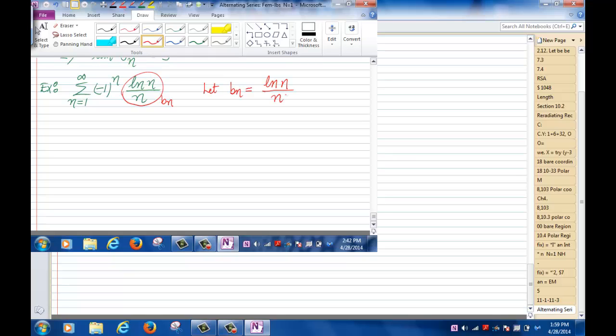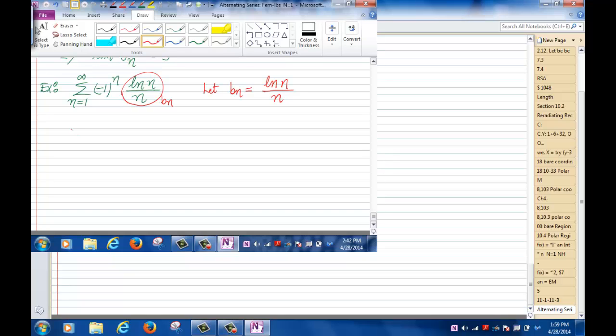And I need to show that bn is a decreasing sequence. Now I can show that bn is a decreasing sequence directly, but it is a little trickier. Okay? So you see why? Because if I want to show, what is bn plus 1? Bn plus 1 is ln of n plus 1 divided by n plus 1, and bn is this. Which one is bigger? Because in one of them, the numerator is bigger, in the other one, the denominator is bigger. So it's hard to know exactly which one is bigger.